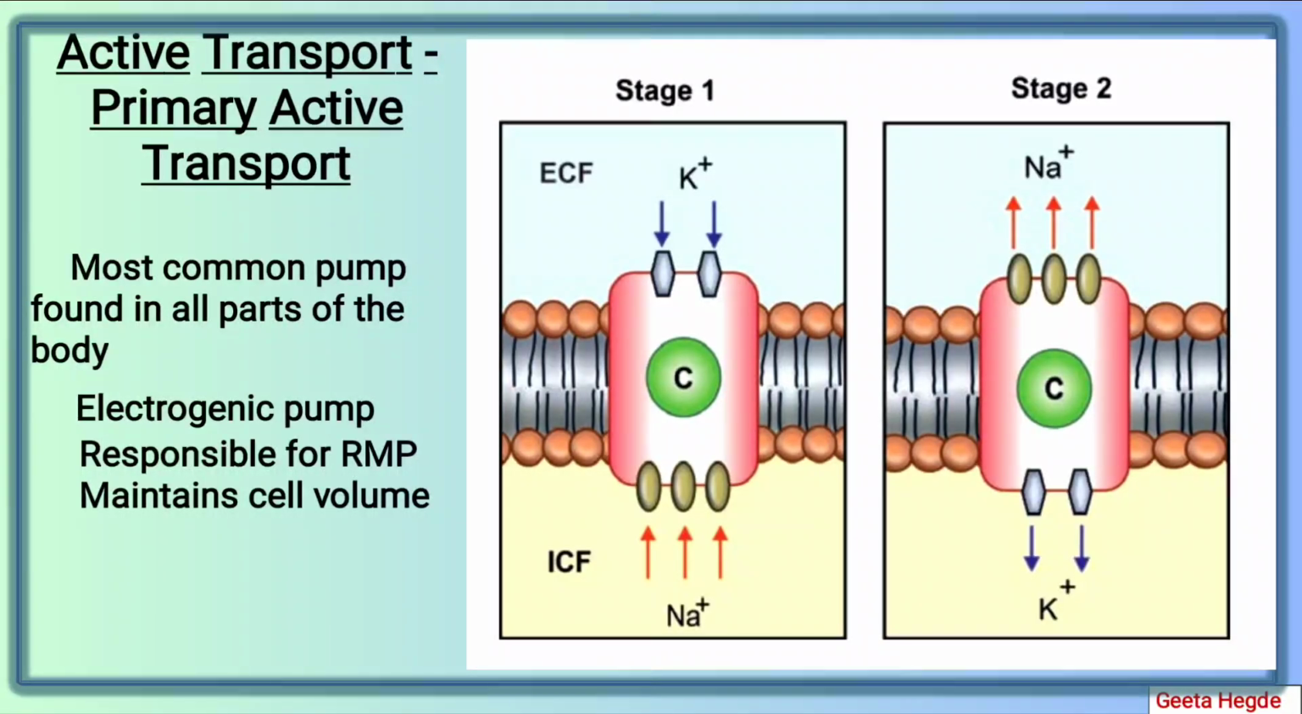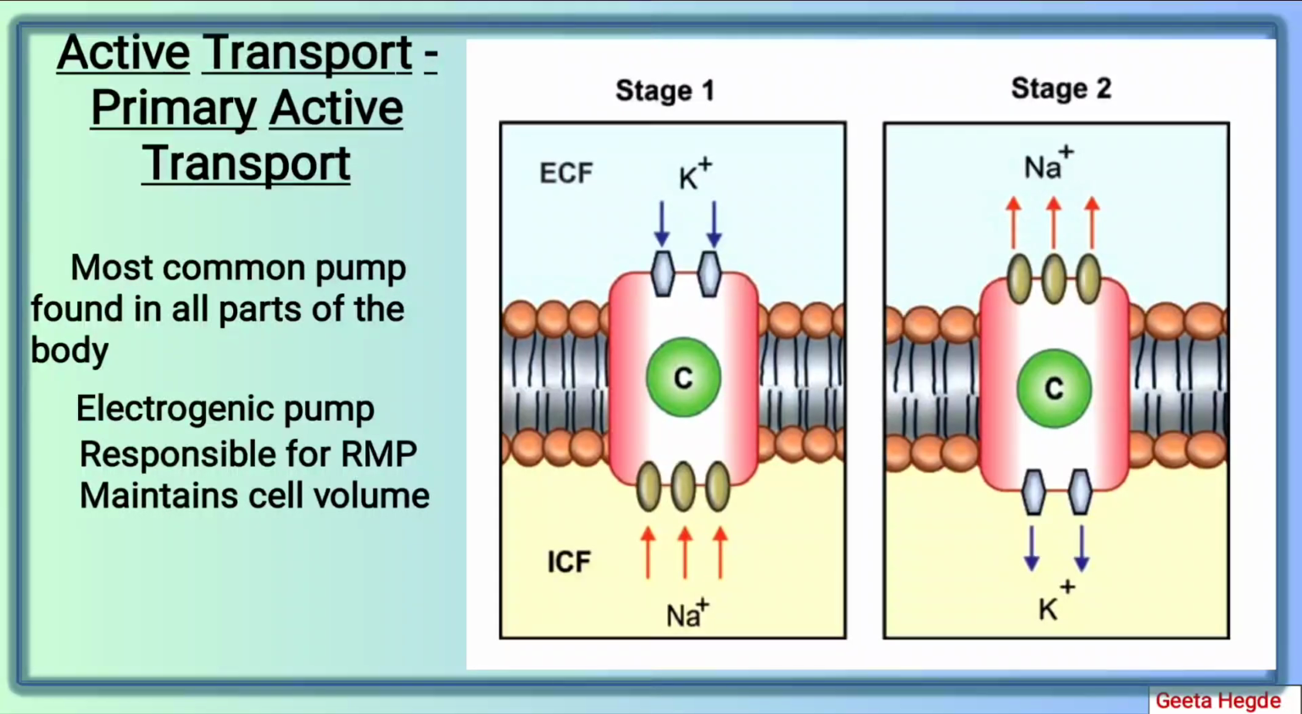Now where is it needed? It is needed for nerve impulse transmission. It is required for muscle contraction, and it is also required for maintaining the cell volume. This is the same pump which is responsible for maintaining the resting membrane potential. So I'll repeat again. Primary active transport is a type of active transport. This process uses energy derived from hydrolysis of ATP to move ions or molecules against the concentration gradient. The most important example of primary active transport is the sodium potassium ATPase pump. It is also known as the sodium potassium pump.